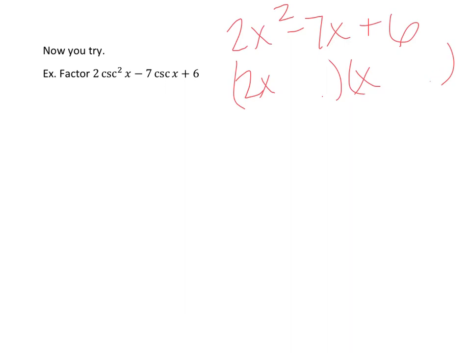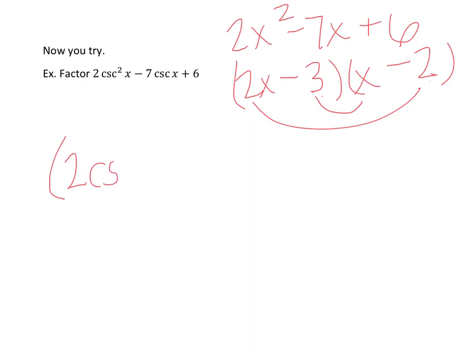Okay, so what about negative 2 here? That would give me negative 4, and then a negative 3 here gives me negative 3, so then I'm going to get to negative 7. So now it's going to factor into 2 cosecant x minus 3, and then cosecant x minus 2.